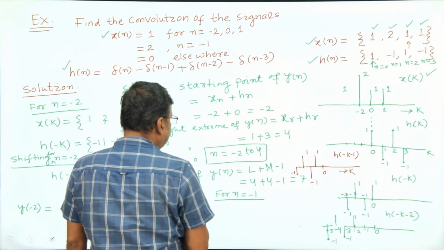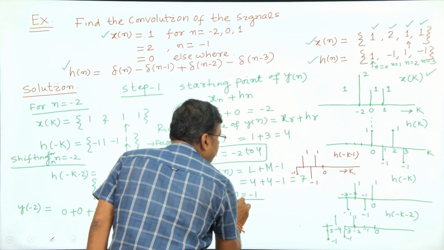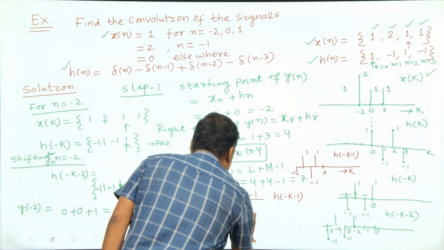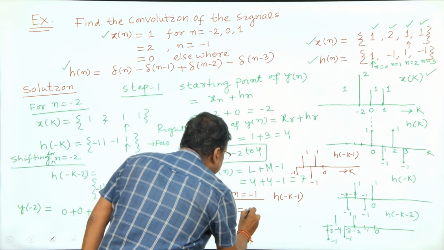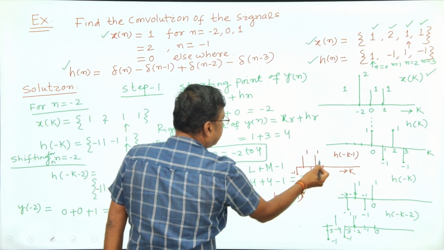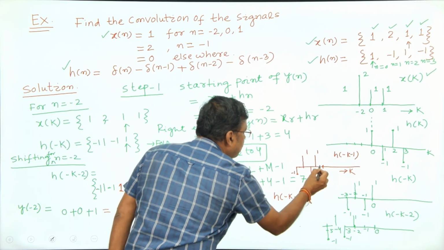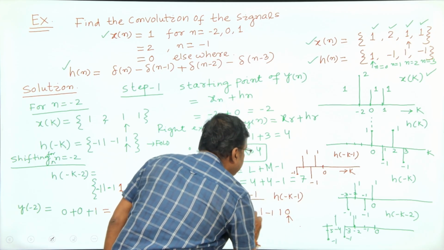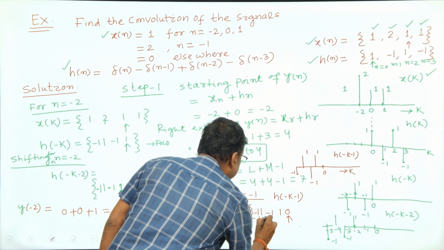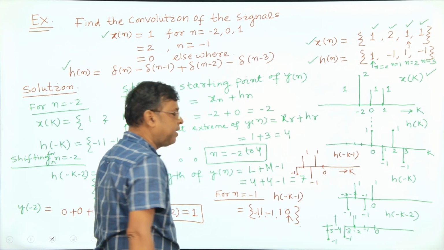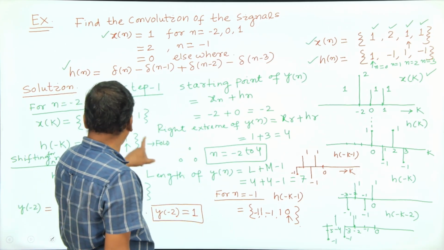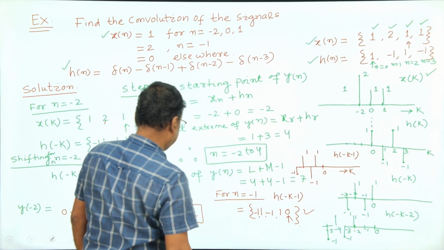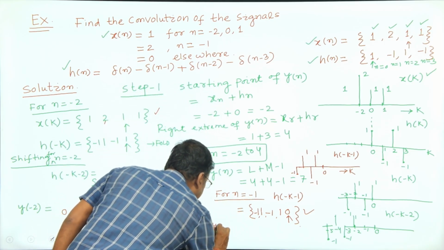In sequence representation, h of n equal to minus 1, that is your h of minus k minus 1. In the graphical representation, that is your 0, for k equal to 0, that is 0, no sample exists at n equal to 0, then 1, then minus 1, then 1, then minus 1. This is your h of minus k minus 1. Then multiplying, same thing, x of k is fixed, multiplying x of k into h of minus k minus 1, to obtain n equal to minus 1, that is your y of minus 1.